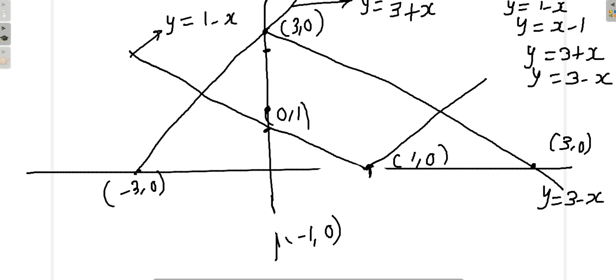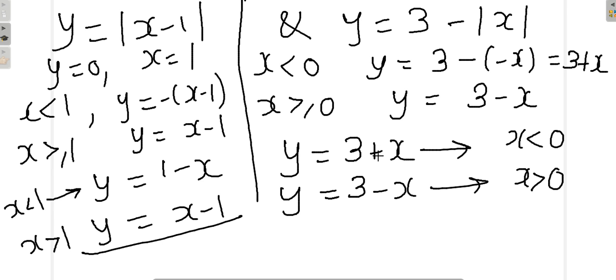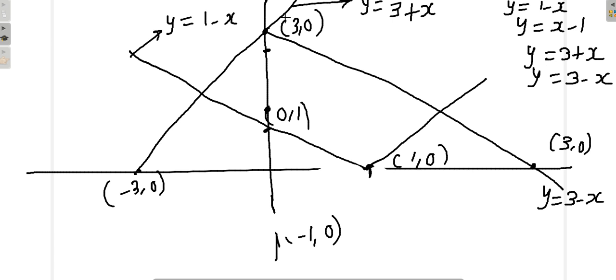Let us see this y equal to 3 plus x. y equal to 3 plus x is valid for x less than 0, that is left of x-axis. 3 plus x is valid only in this region, that is left of x-axis. So this particular region is not valid. So get rid of this.